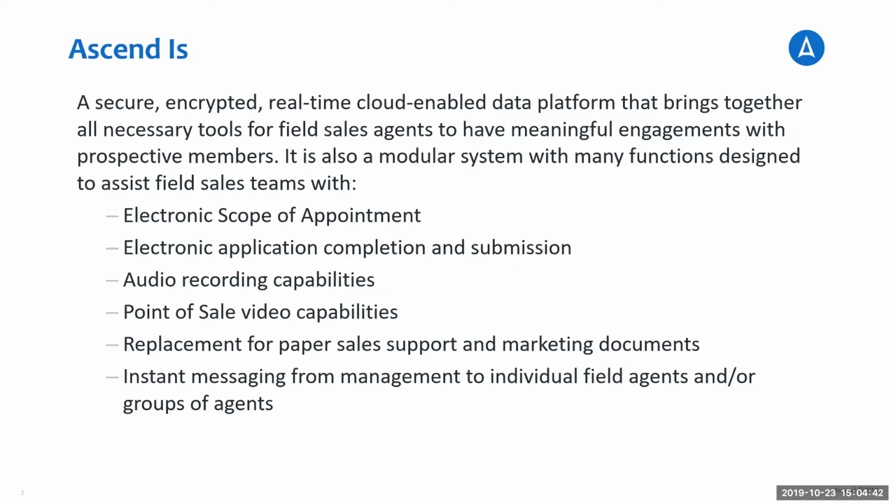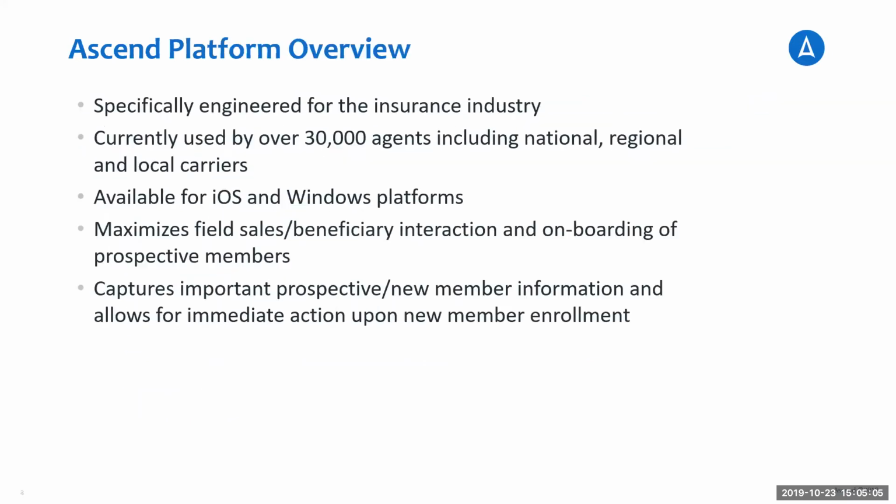So Ascend is a secure, encrypted, real-time, cloud-enabled data platform that brings together all the necessary tools for field sales agents to have meaningful engagements with your prospective members. You also have a lot of other functions within the system, such as an electronic scope of appointment, audio recording, and you can play your sales videos through the mobile application. So we designed it specifically with the insurance industry in mind. It's available on iOS platforms and Windows platforms.